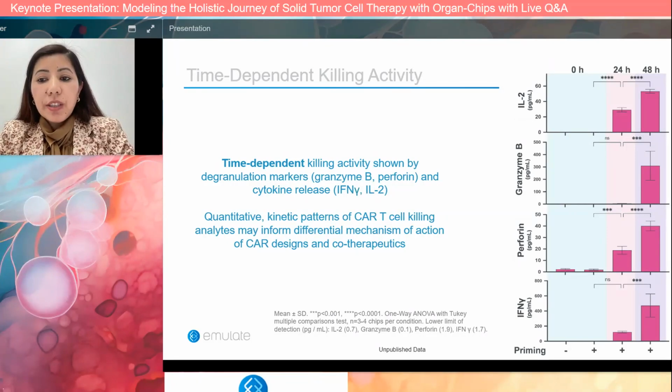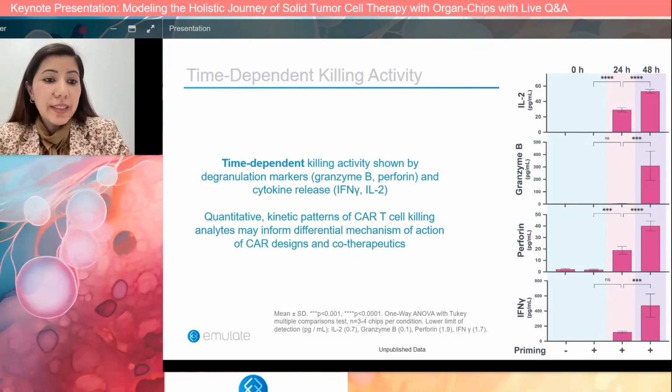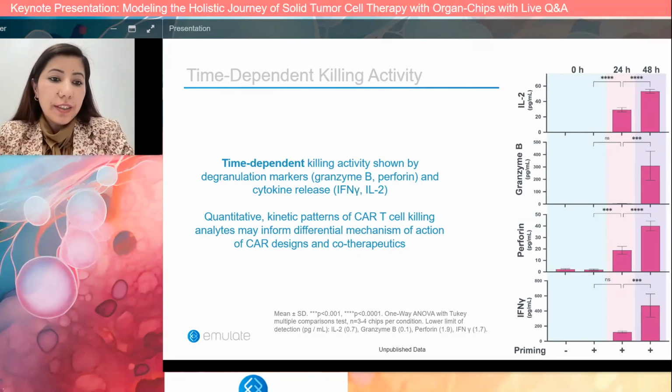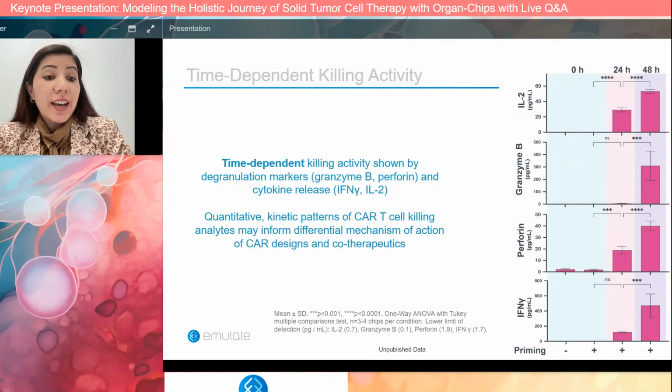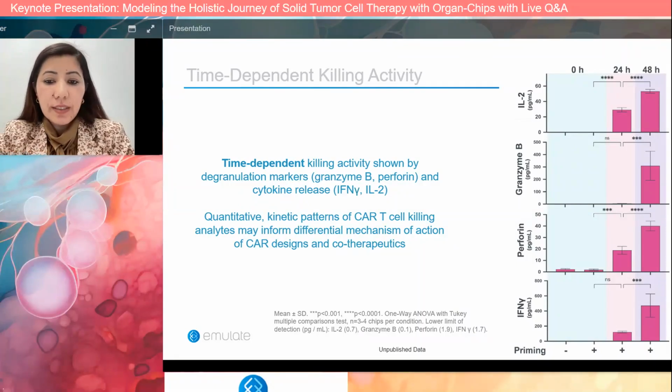So as you can appreciate here, over the time, this would indicate an early stage killing. The 48 hours would indicate the late stage killing. So you can basically look at the kinetics of the killing in a time-dependent manner, which can open a whole new avenue for looking into the mechanisms of action of these different CAR Ts, and combining different CARs and looking at the designs of different CARs, how that can affect the degranulation process.